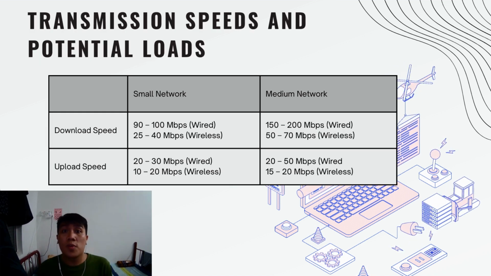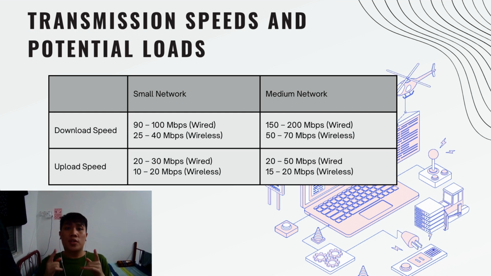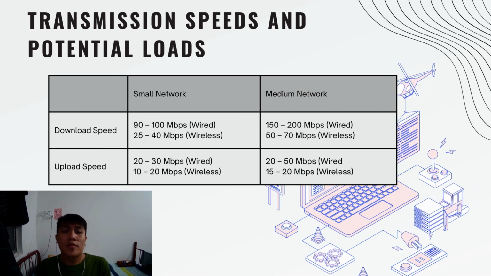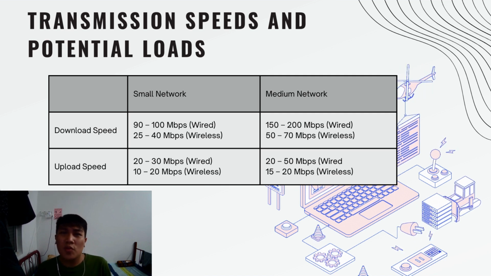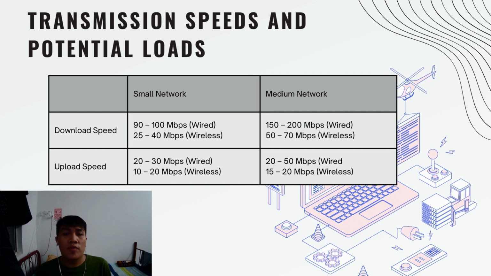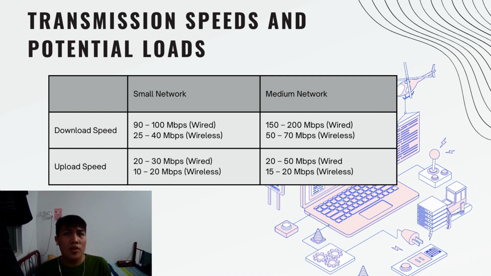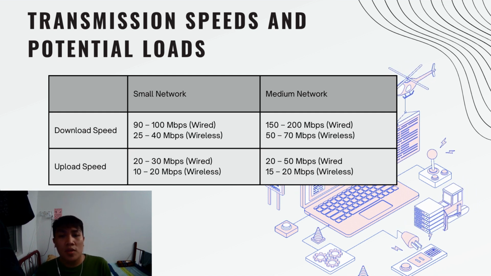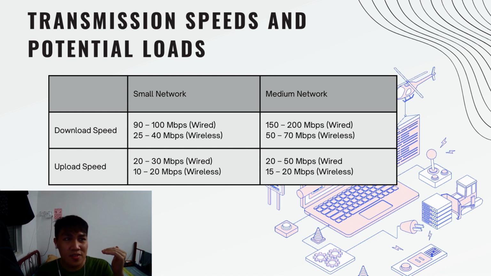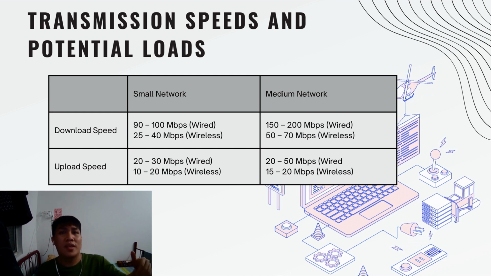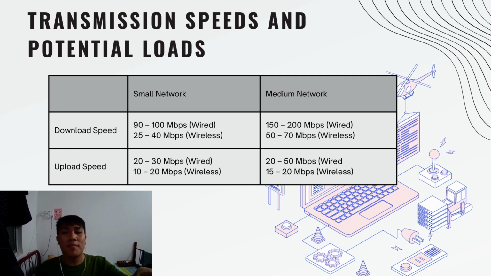Okay, moving on to the next part, which is transmission speeds and potential loads. For the transmission speeds, the download speed for a small network is 90 to 100 megabits per second for wired, and 25 to 40 megabits per second for wireless. This is just according to the advertisement or marketing by the ISP. This is just the highest the network can reach, the fastest. It doesn't actually peak at this speed all the time.